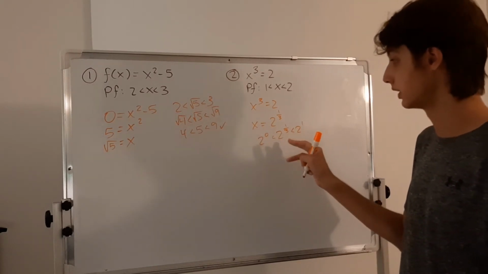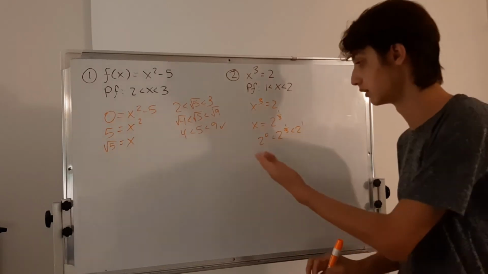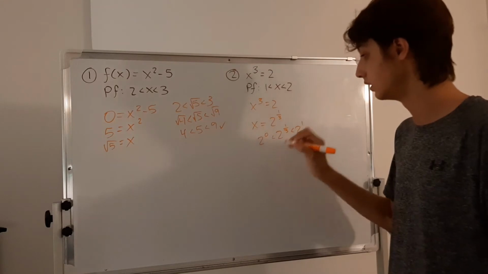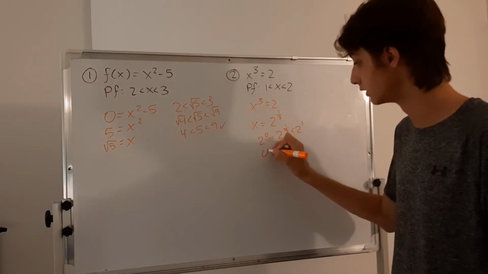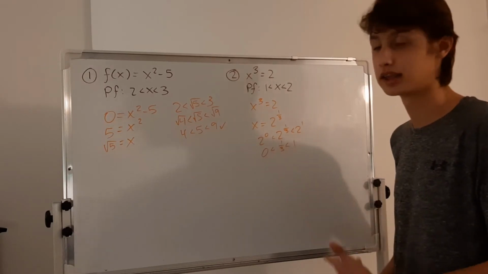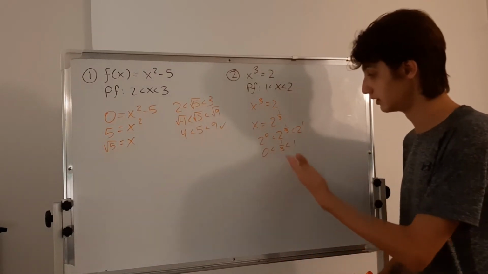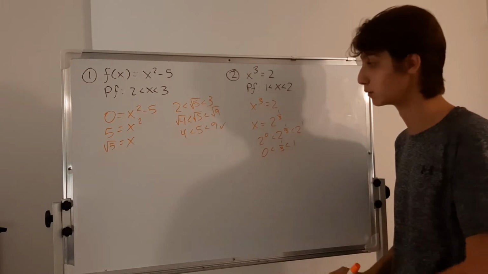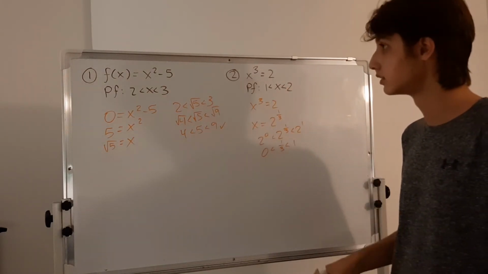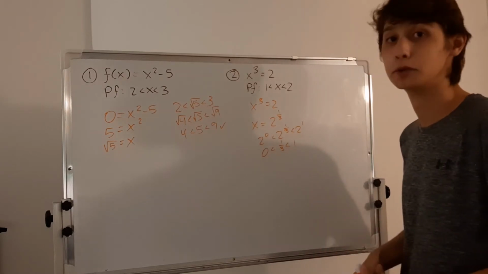You can see right here that 2 to the 1/3 is between 2 to the 0 and 2 to the 1. But you can also take the log base 2 of both sides, and then you get 0, 1/3, and 1. And you can compare the exponents this way, and you can see that 1/3 is between 0 and 1, which proves that our solution is between 1 and 2. So I think these are some really cool problems.